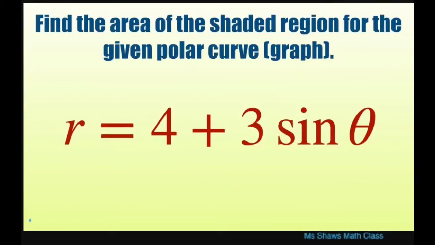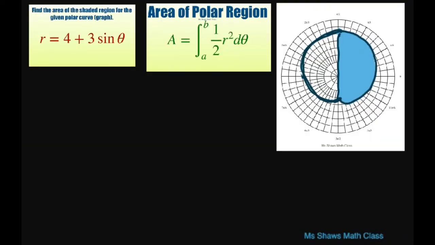Everyone, we're going to find the area of the shaded region for the given polar graph, and it is r equals 4 plus 3 sine of theta. So this is a Limacon without the inner loop, and this is our area formula.